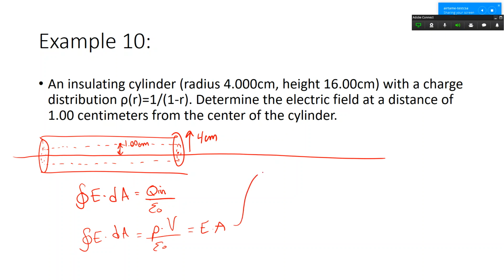And so I can rewrite this as rho V over epsilon naught times A is equal to E. But that's not simple because my charge distribution is not uniform. So I do have to do some integration. So what I can do is write rho as a function of r multiplied by dV over epsilon naught times A is equal to dE. The electric field at this tiny point is going to be proportional to the integral of my charge distribution and that tiny volume, all the tiny volumes inside of it.